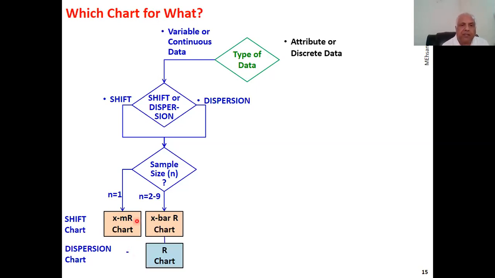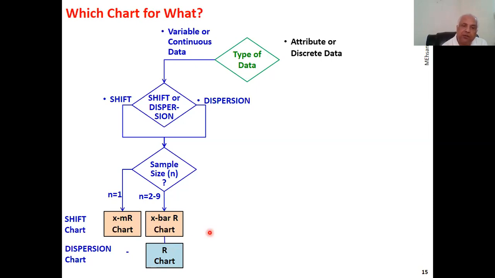If the sample size is 9 or less, between 2 and 9, then for shift, the chart to be used is called X bar R chart, and for dispersion, R chart. R stands for range. So for dispersion, the argument will be the range of the data set. And for shift, it will be X bar. What is X bar? Bar means the mean.